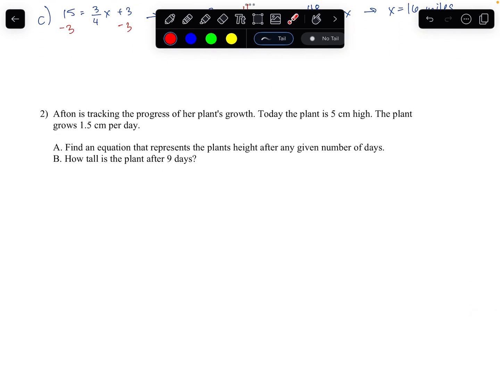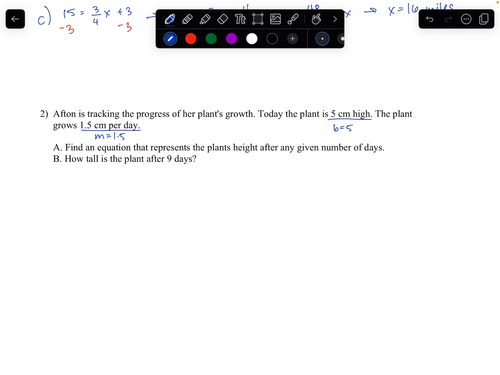Next question. Afton is tracking the progress of her plant's growth. Today the plant is 5 centimeters high. The plant grows 1.5 centimeters per day. So again, the plant is 5 centimeters high, and this is when she's tracking her progress. So we'll count this right here as the y-intercept. So we'll say b is equal to 5, and the plant grows at 1.5 centimeters per day. So we'll say m is equal to 1.5.